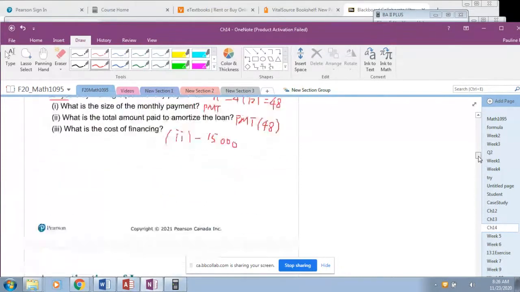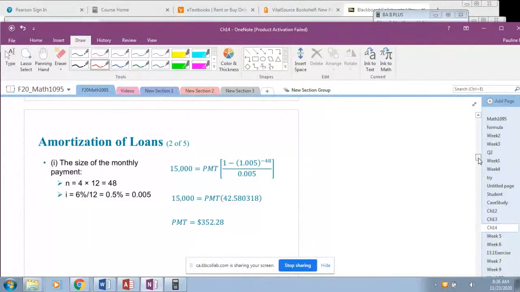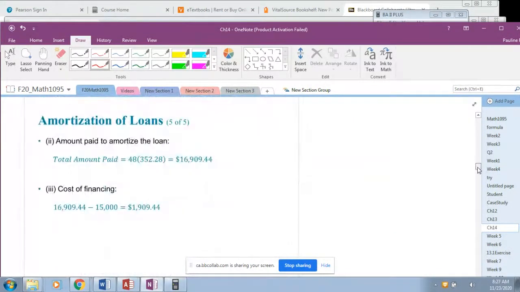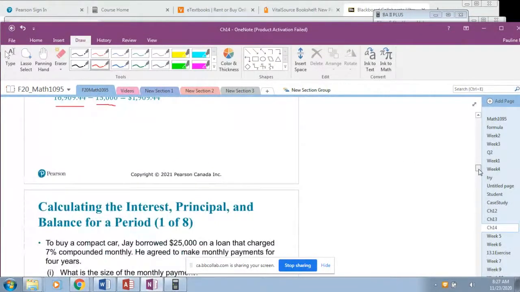So this is the calculator method, and here I also give you the formula method. Interest is compounded monthly, so you have to use 6% divided by 12 when you use the formula. You plug in the numbers and figure out PMT. I already introduced the calculator method. For the total amount paid, use 48 times the monthly payment. The cost of financing is answer 2 minus the original loan.